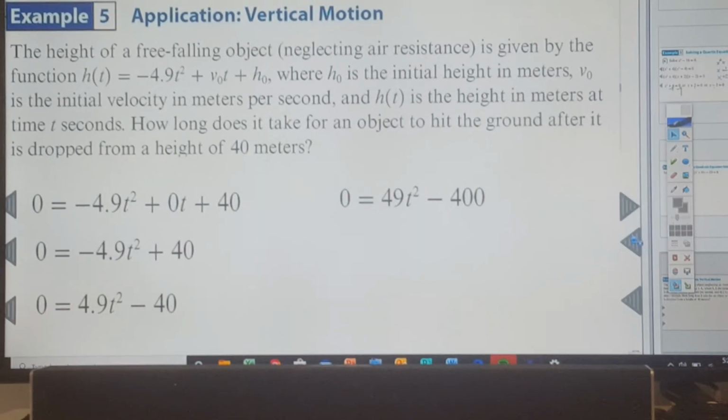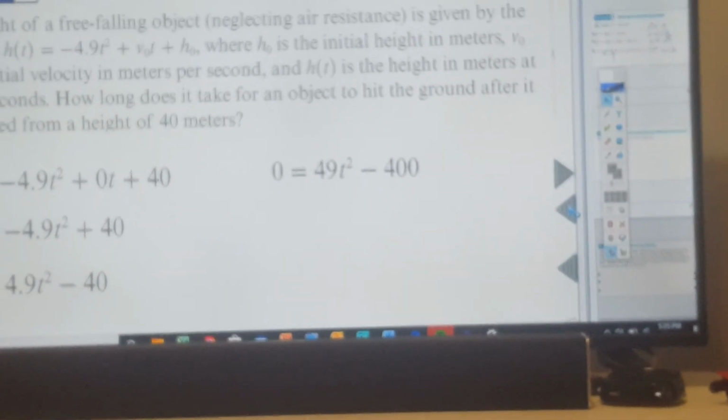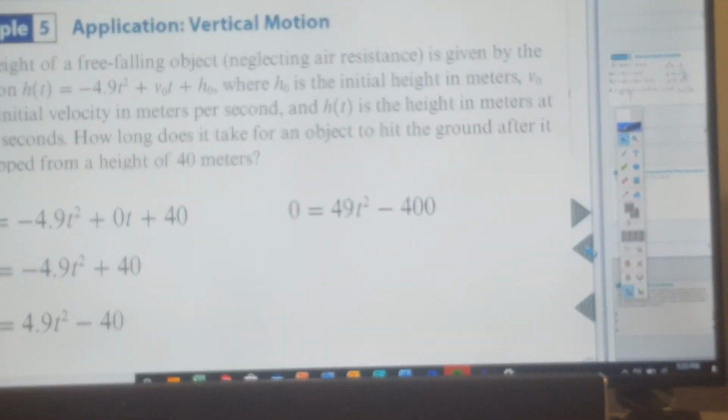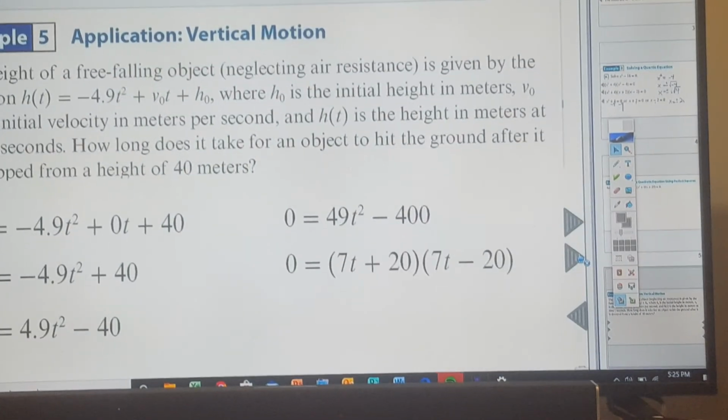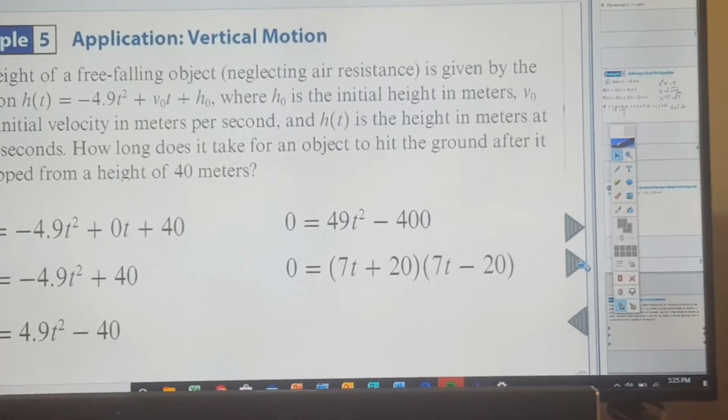Okay, 49t squared, 7t times, don't yawn, Chloe, this is exciting. All right, 7t times 7t is 49t squared, and 20 times 20 is 400. So we see, yes, this factors to 7t plus 20 and 7t minus 20.